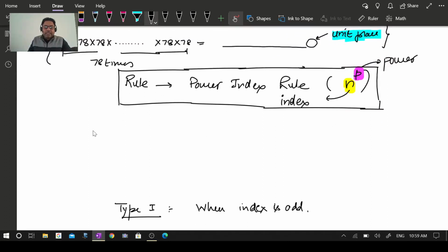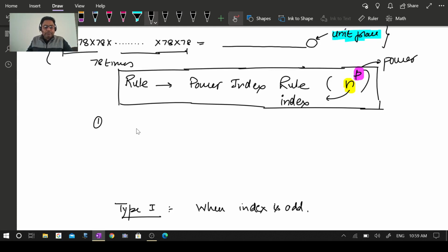So what exactly I want to discuss in this concept would actually be the question. Now what exactly the rule is? Some important points I would like to discuss.